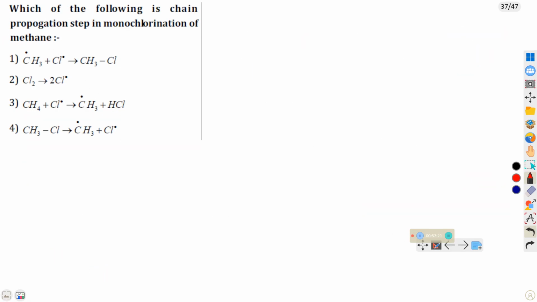Which of the following is a chain propagation step in monochlorination of methane? Third option is chain propagation. This is termination, this is initiation, this is propagation.